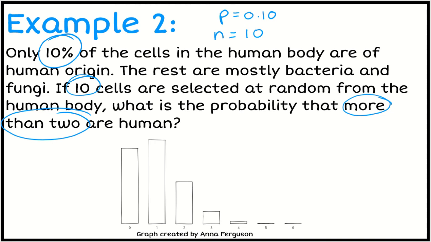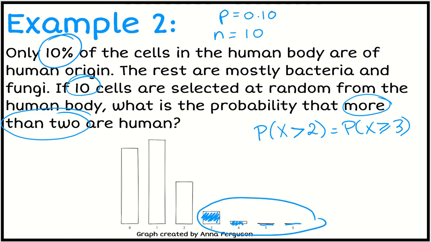When it says more than, that doesn't include 2. So more than 2 would be the same as greater than or equal to 3. In terms of my diagram, I want to know the chance of 3 and 4 and 5 and 6. I need to combine those together. I need to find that cumulative number.